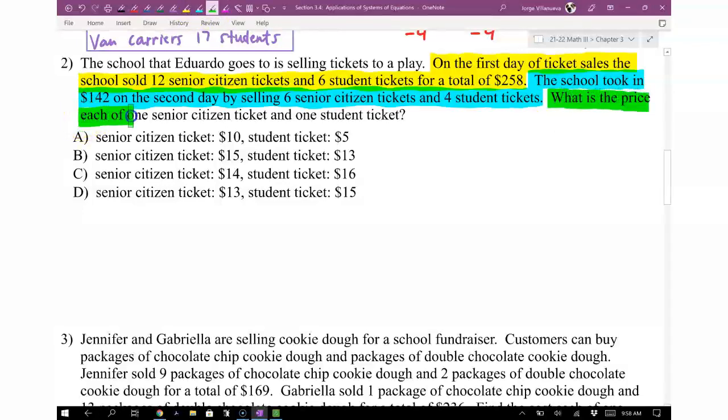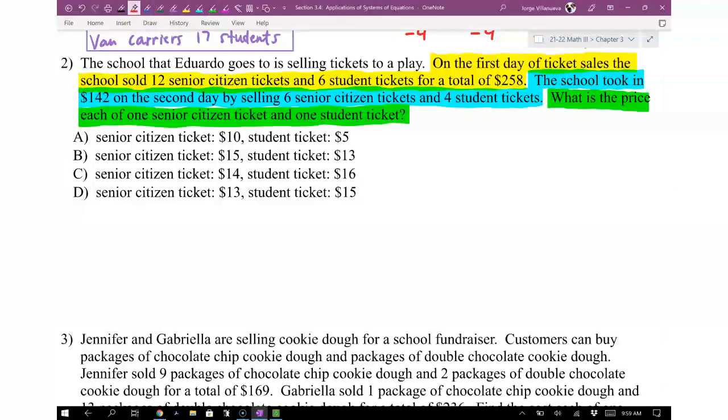Okay? So there's a school that's selling tickets. On the first day, they sold a certain amount. On the second day, they sold a certain amount. They want to know how much each ticket costs. Okay? Again, don't try to take this all at once. I'm trying to separate it for you guys. Let's focus on the yellow text.